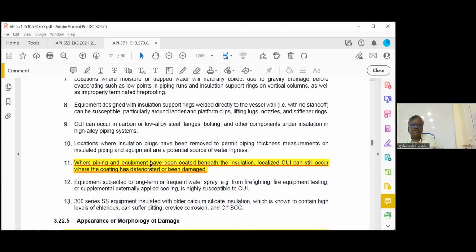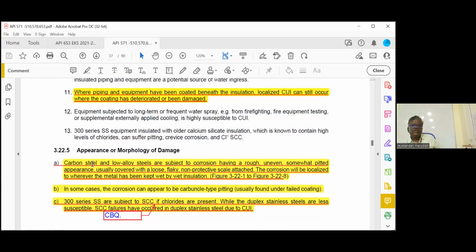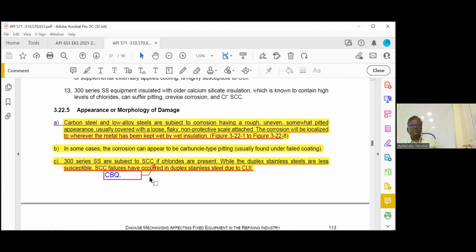Then 11, where piping and equipment have been coated beneath insulation, local CUI can still occur where the coating has damage. So even though it is coated, if there is coating damage, there is still a possibility of CUI. On appearance, carbon steel and low alloy steel subject to corrosion have a rough, uneven, somewhat pitted appearance, usually covered with a loose, flaky, non-protective scale. The corrosion will be localized to wherever the metal has been wetted by the insulation. Then C is important, closed book question.